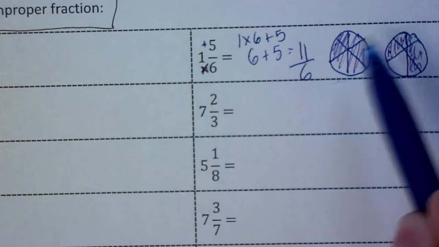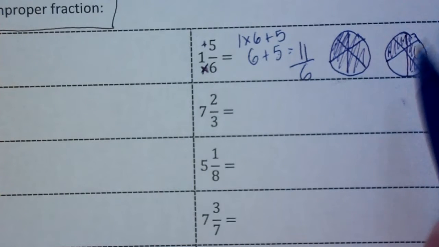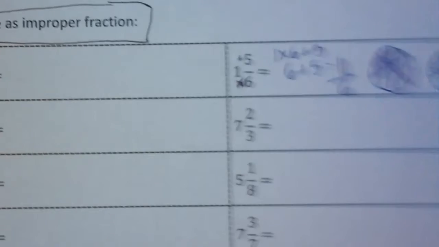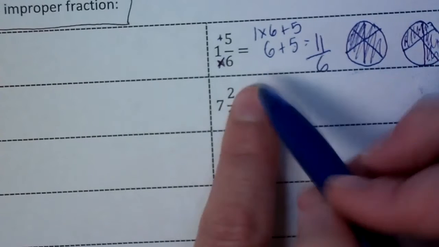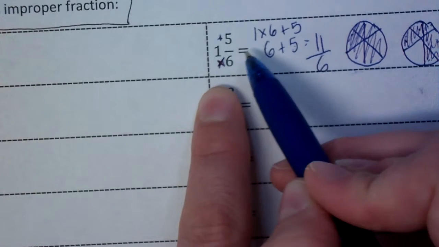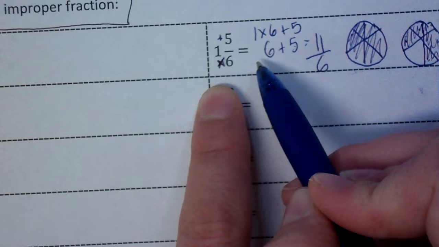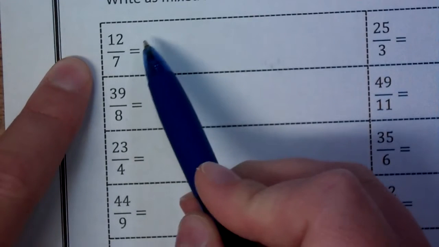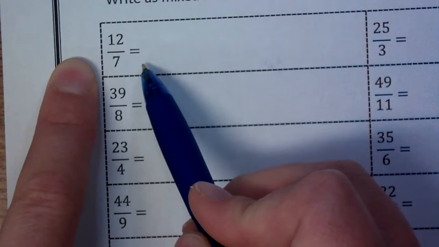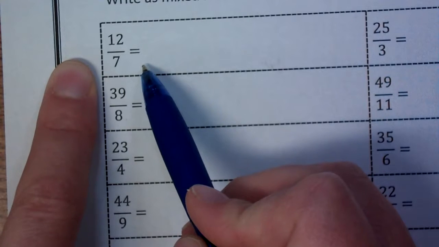There are 11 whole pieces of 6 here. So let's go back up. If we are going to multiply to make mixed numbers into improper fractions, what are we going to do to make improper fractions into mixed numbers? Well, we are going to divide, okay?